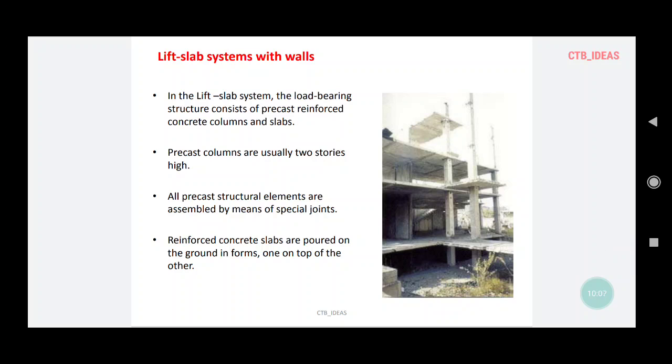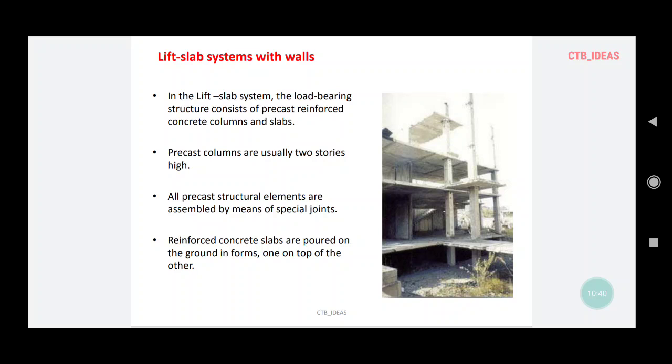So the first one is lift slab system with walls. In lift slab system, the load bearing structure consists of precast reinforced concrete columns and slabs. As you can see in the images, you have precast columns running some 3 to 4 stories, and you can see there are precast slabs. Precast columns are usually 2 stories high, but that can be more also. You have to stack them one above the other.